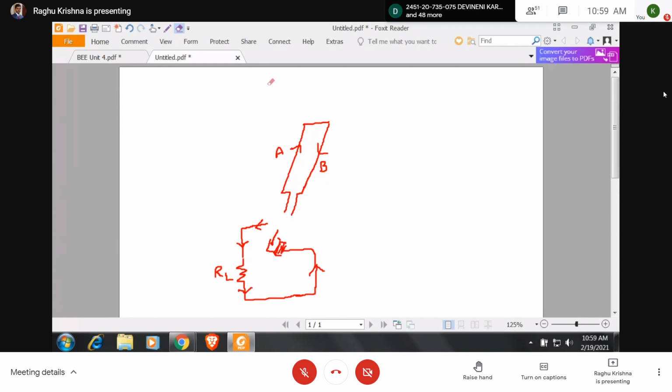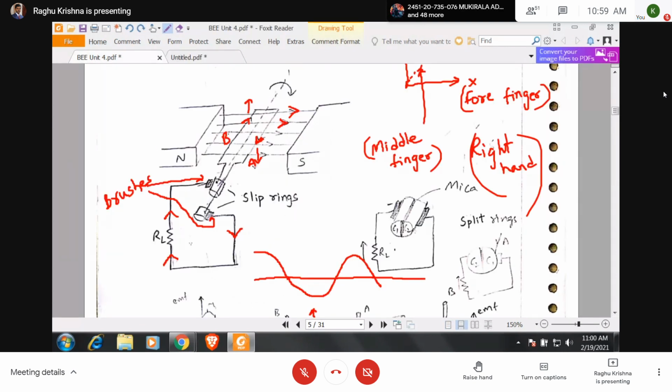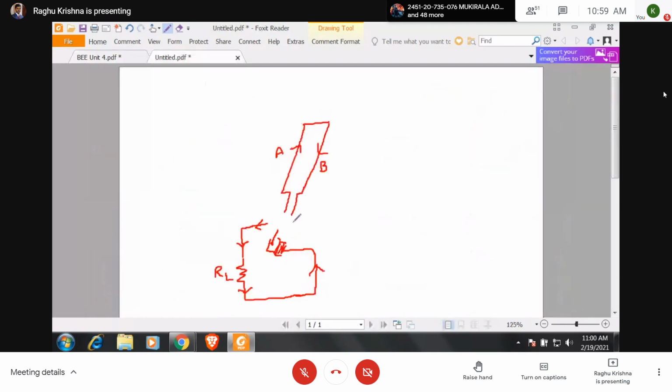So B is always connected to the first slip ring, right? See here, B is connected to the first slip ring. So B is connected to the first slip ring, and here you have this brush. Okay, so like this, A is connected here to the second slip ring.